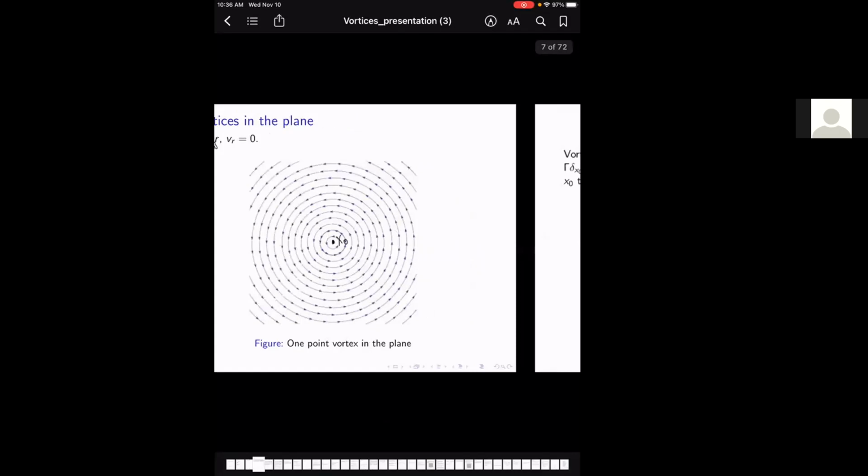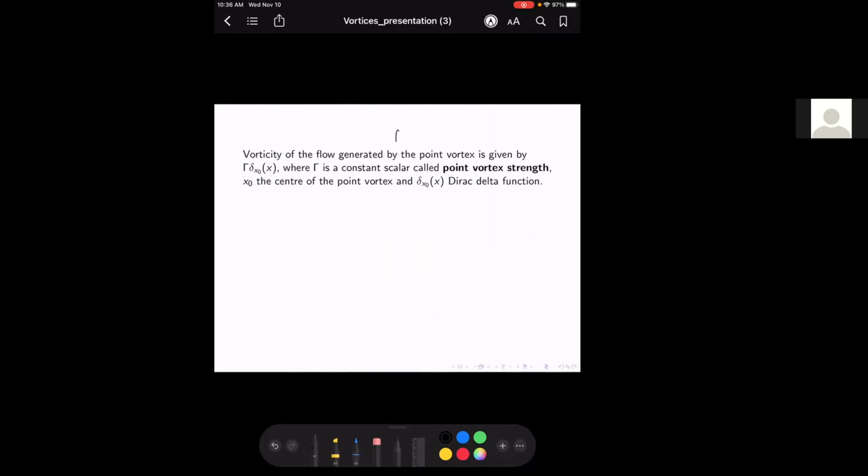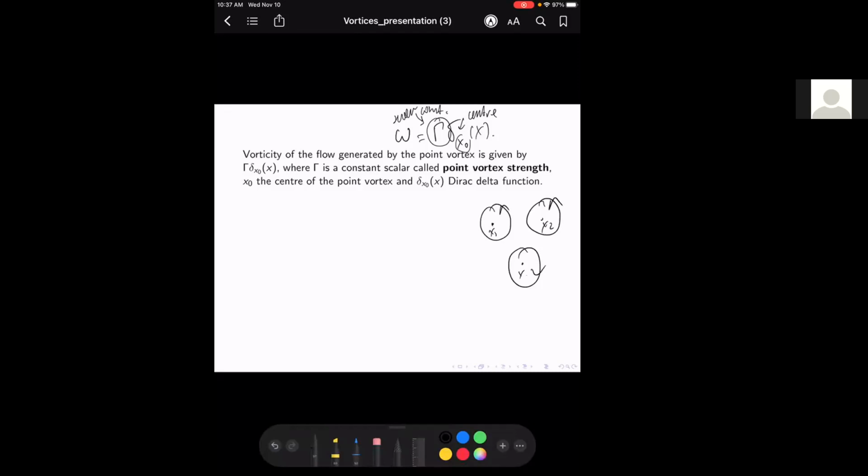An alternative way of putting it is saying that the vorticity omega of the flow of a solitary point vortex is given by gamma delta of x0 of x, where x0 is the point vortex center, and gamma is a scalar constant, which we usually call the point vortex strength. We usually draw point vortices in this way on the plane: centers x1, x2, x3, and we write their point vortex strengths next to them, gamma one, gamma two, gamma three.